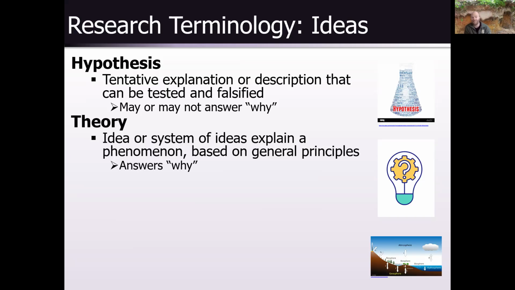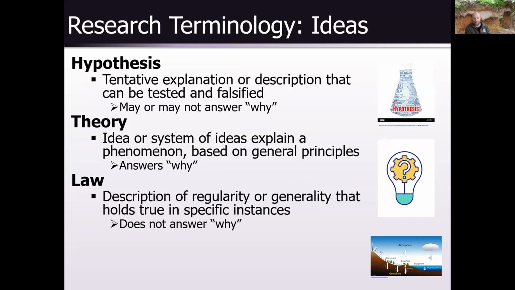A theory then is an idea or system of ideas explaining a phenomenon. And so here we're following general principles of physics, science, etc. These theories are ideas explaining phenomena, whereas a law is a description of a regularity, something that holds true. It's a statement in specific instances. It does not answer why. However, it is a statement that we follow, and some of the theories are guided by laws. So, an idea or system of ideas explaining a phenomenon.